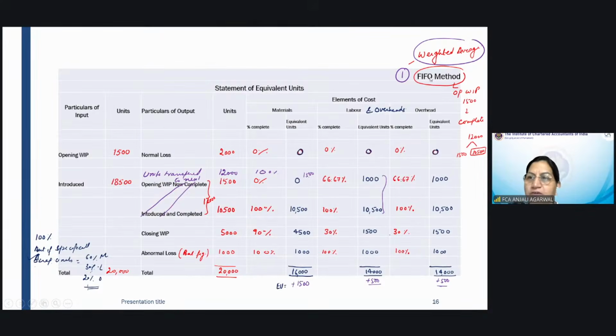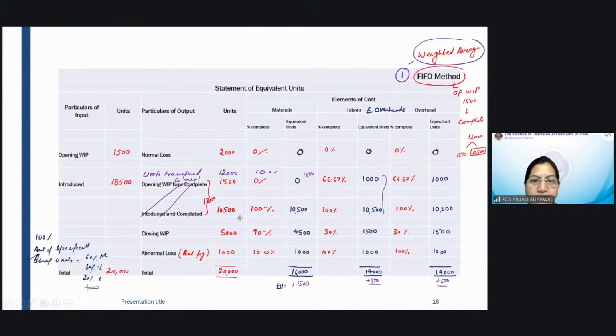One, instead of FIFO, you will write weighted average here. And two, you will not bifurcate the 12,000 units into 1,500 and 10,500, just 12,000, 100% complete in this period. So automatically your answers will change accordingly. Rest, nothing else is required to be done.